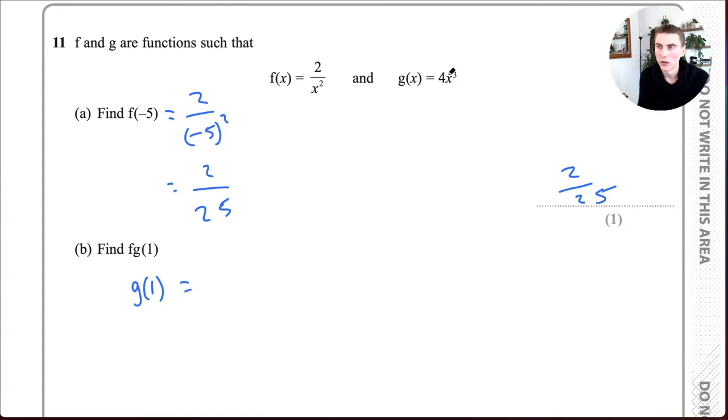this is the 4x cubed one. So instead of doing 4 times x cubed, when I put the 1 in there, it's actually 4 times 1 cubed. And 1 cubed is just 1, 1 times 1 times 1. So it just becomes 4 times 1, which is just 4. So the g of 1 is just 4.